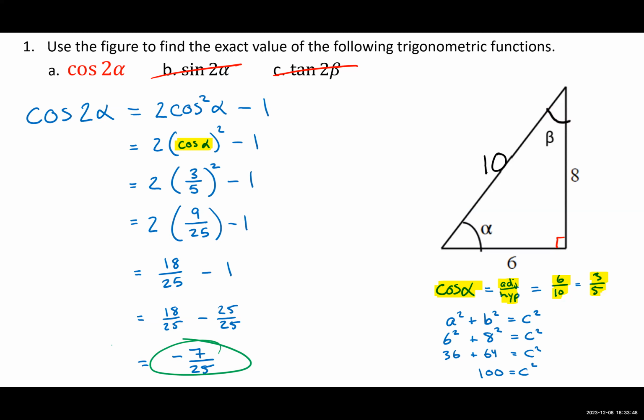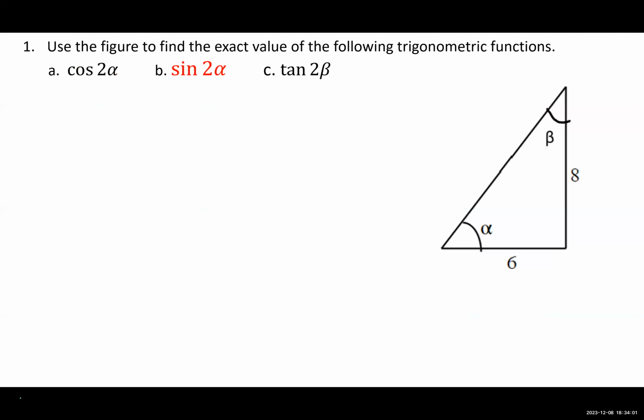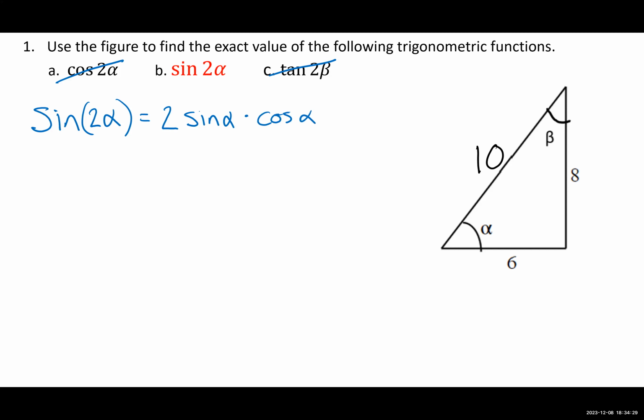All right, cosine of 2 alpha. So we'll do the same thing with the sine of 2 alpha and the tangent of 2 beta. Right? We've already figured out that this side is 10. We have a formula. So now we're on part B. The sine of 2 times an angle is equal to 2 times the sine of the angle times the cosine of the angle. 2 times the sine times the cosine.